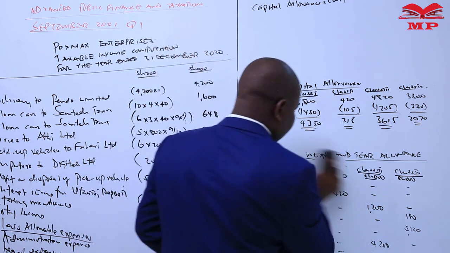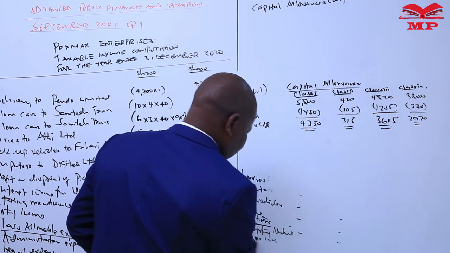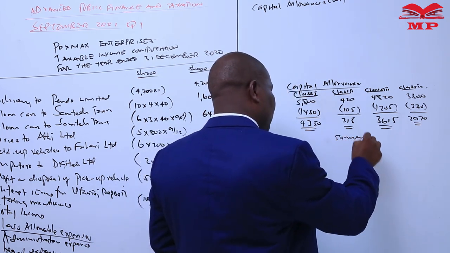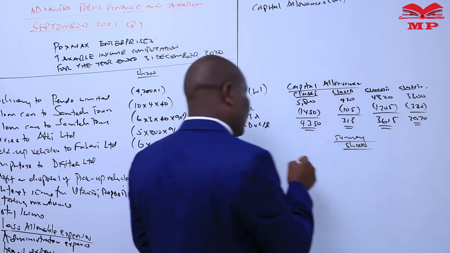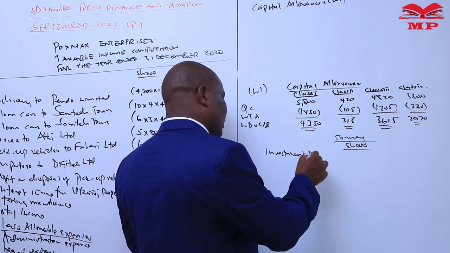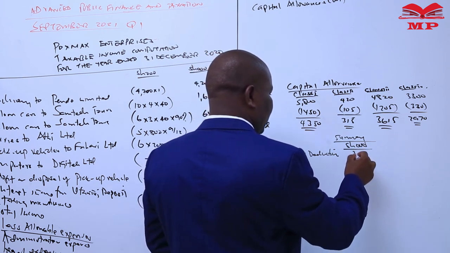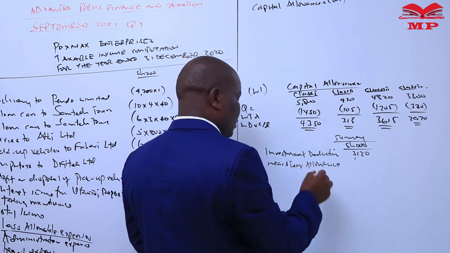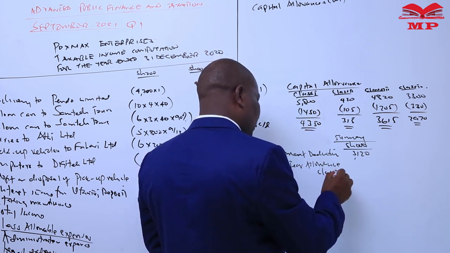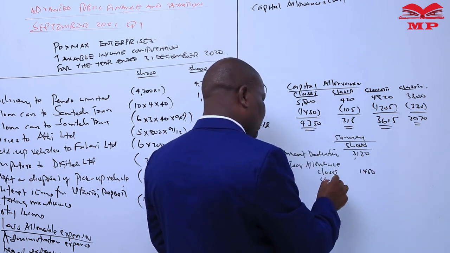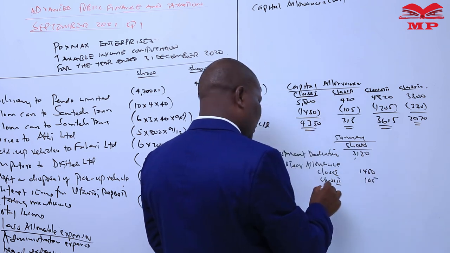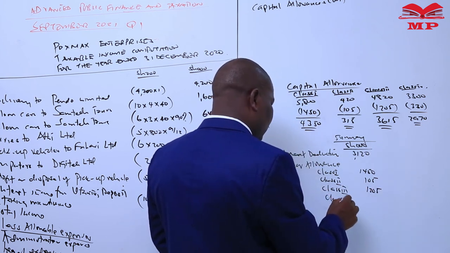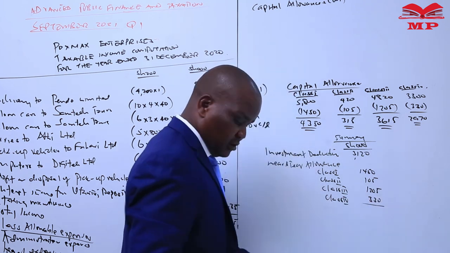So we can do a summary like this. We write here investment deduction. We take the total we had from our computation, which was 3,120. Then we now bring in wear and tear allowance. So we can show it per class. So we have class 1. We got 1,450. Class 2, we have 105. Class 3 is 1,205. And then class 4 is 330.